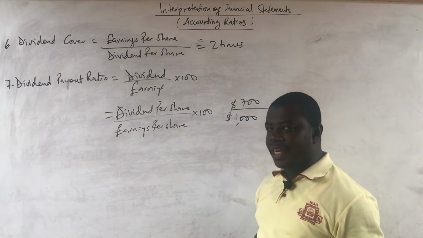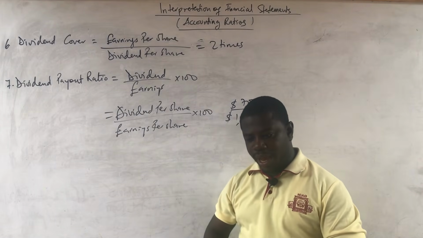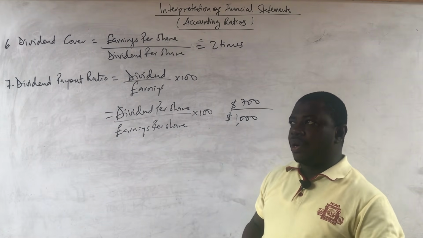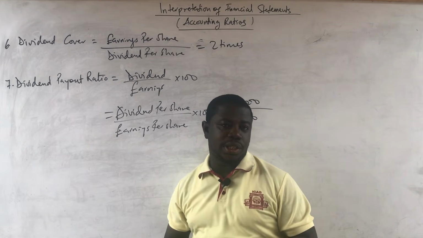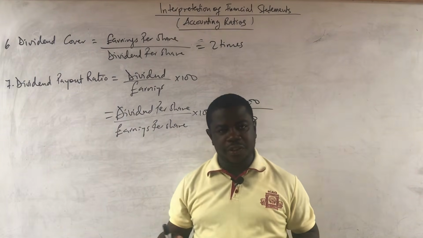How much are we earning and how much are we paying? So we earn 10,000 as net profit after tax minus preference dividend. That is our earning. Then we decide to pay a total of $5,000 to shareholders. Then it means that the dividend payout ratio is 50%.